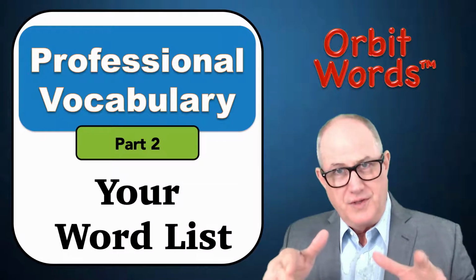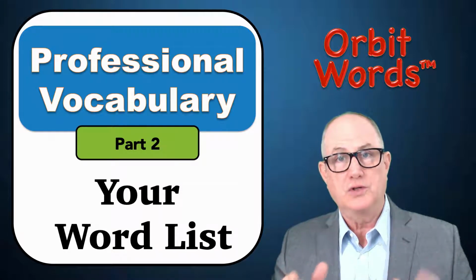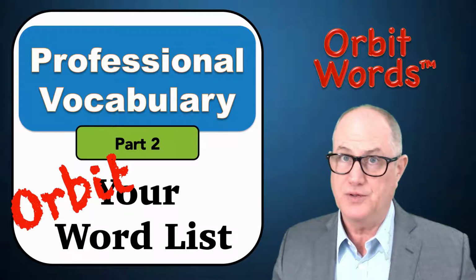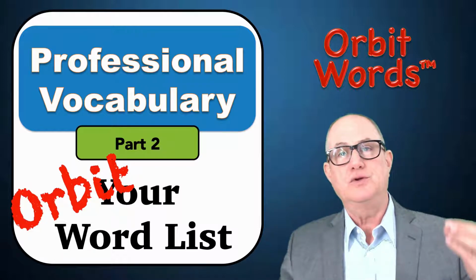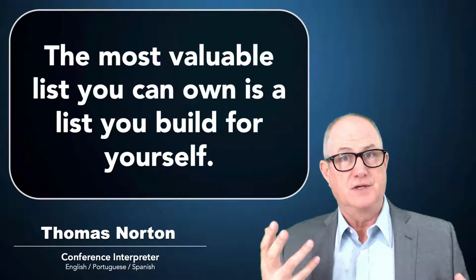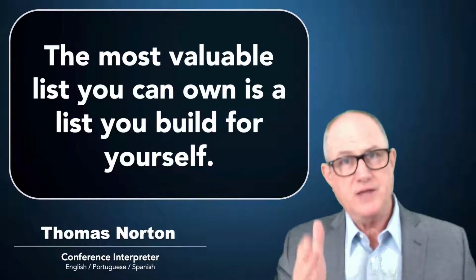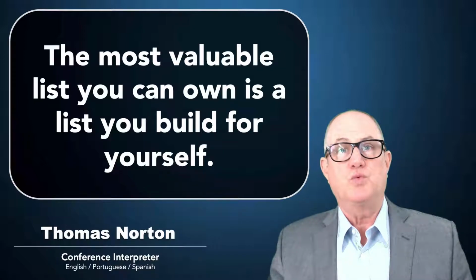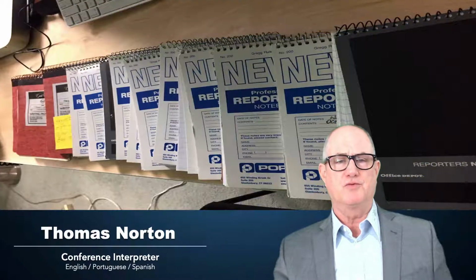And what we're going to do in this video is focus on building a word list. Not any word list, an orbit word list. So you're paying attention, you're noticing these words, and now we're going to bring them down to where they're on paper. We interpreters make lots of lists, and the way we do that is by paying attention to the words that are around us. Same goes for you in building your word list. The most valuable list you can build is one you build yourself for yourself.